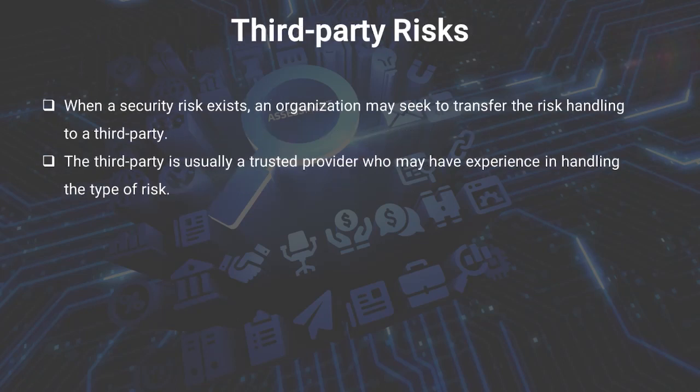There's also vulnerabilities that exist in third parties, and these are what we call third-party risks. When a security risk exists, an organization may seek to transfer the risk handling to, let's say, another organization, or in this case, a third party. The third party is usually a trusted provider who has the experience in handling these types of security risks.